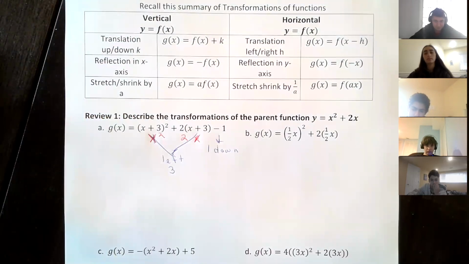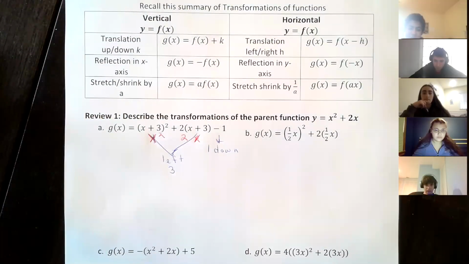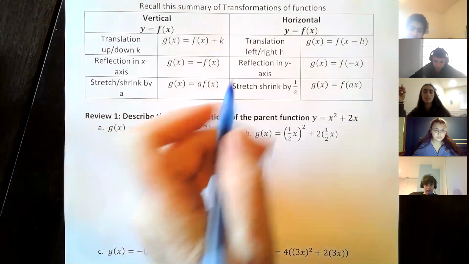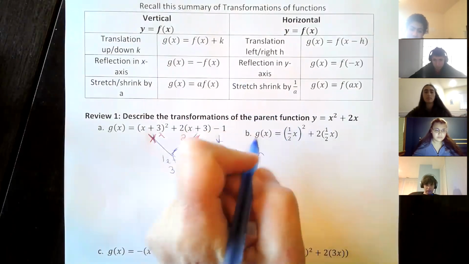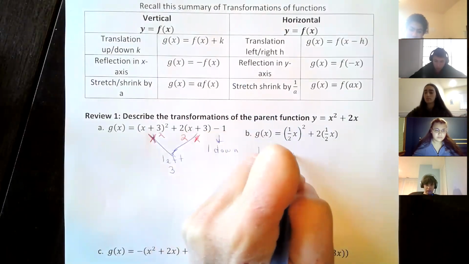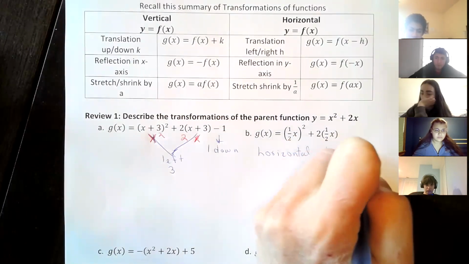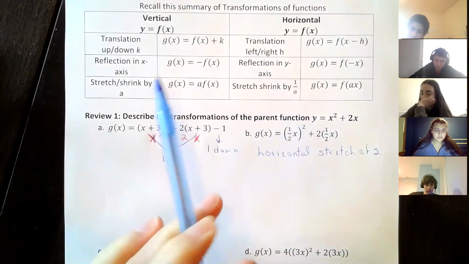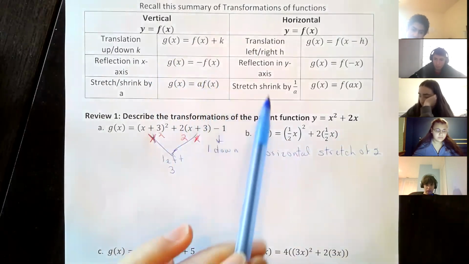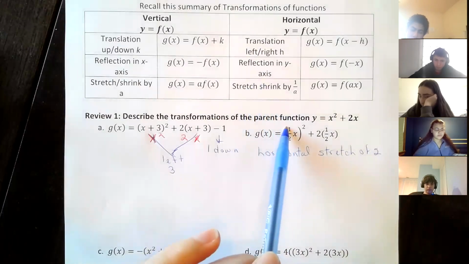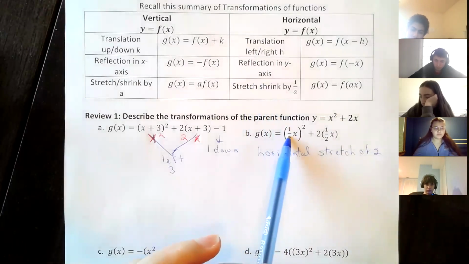Okay, Josh, you want to give it a try for part B? Sure. So it is a vertical or a horizontal shrink by a factor of 2. Okay, it is a horizontal one, but since it's a factor of 2, it actually stretches it. It's going to be a shrink when the number is less than 1.